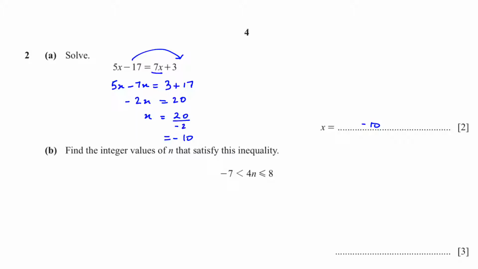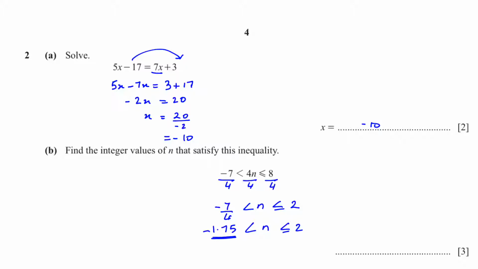For the next question, we have find the integer values of n that satisfy this inequality. They want integer values of n. First thing, divide all the numbers by 4. So you will have negative 7 divided by 4, 4n divided by 4, and 8 divided by 4. So negative 7 over 4 and 2. Negative 7 over 4 is negative 1.75. This is not an integer. Integers are positive and negative whole numbers, including 0.